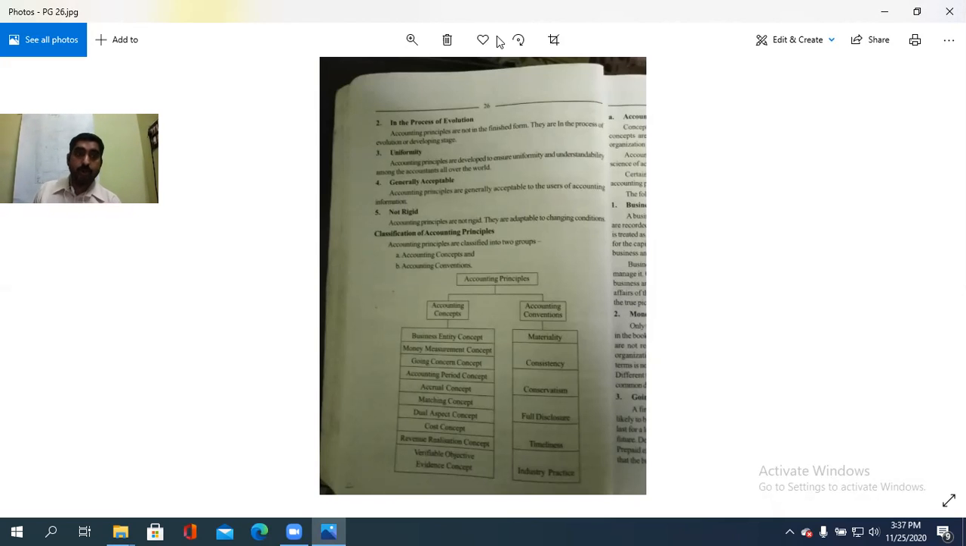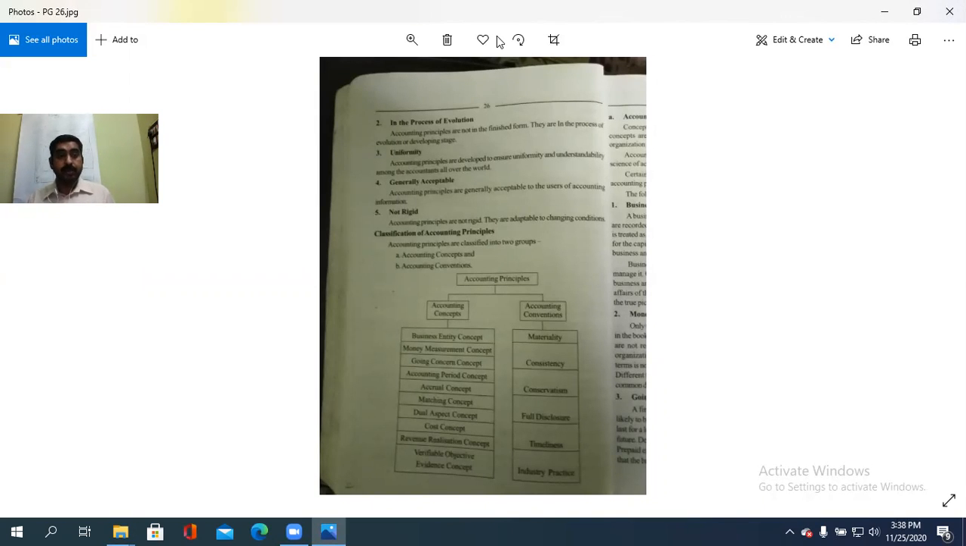Then next is the accounting period concept. At short intervals we need to check the balances and the position of our business. Every accounting period means one year. Every year we need to prepare the income statement and the balance sheet so that the position can be assessed. That is the accounting period concept.